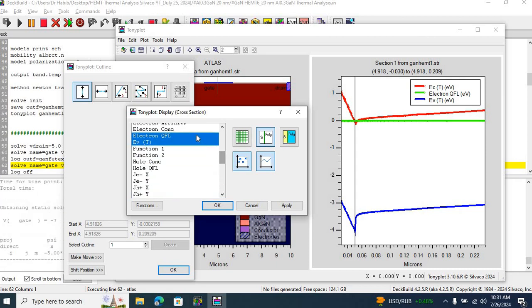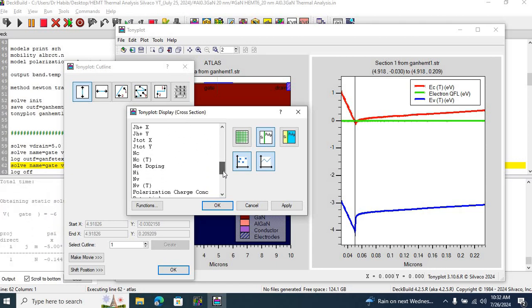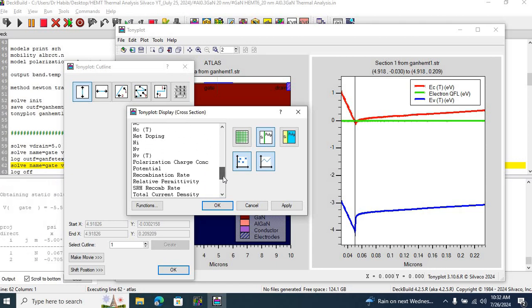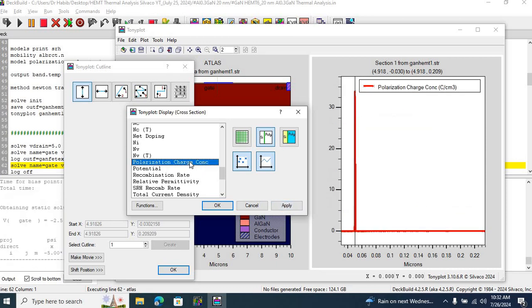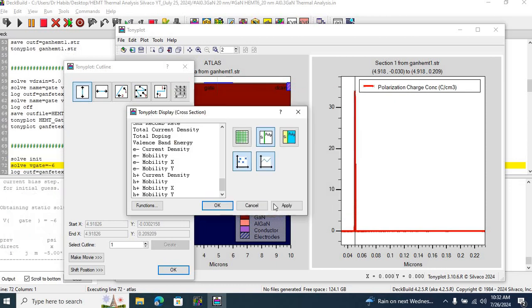We can also see the confinement of these electrons by clicking on polarization, charge concentration. So you see the polarization charges are actually confined to this interface between the aluminum gallium nitride and the gallium nitride layer.